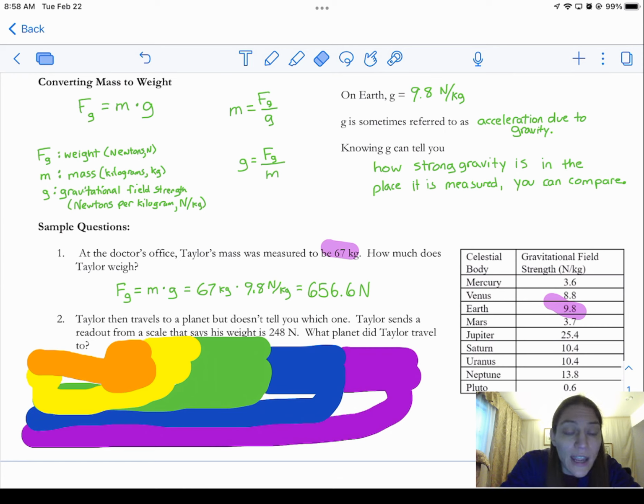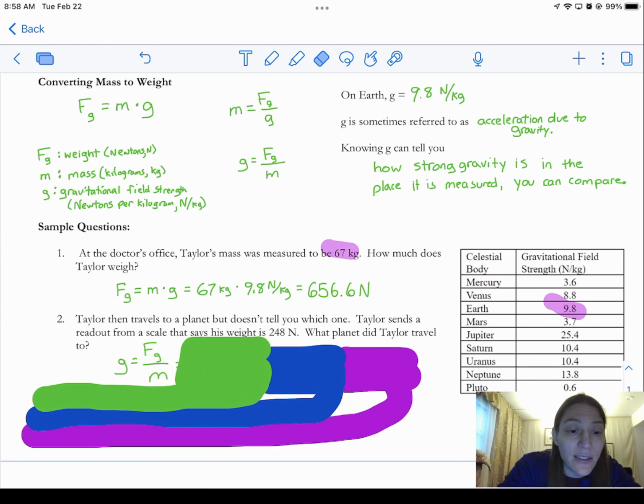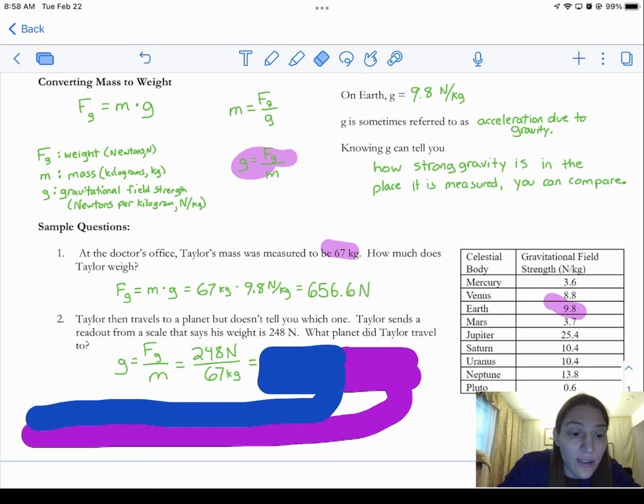Okay, so in order to figure out what planet Taylor traveled to, I need to find out what that gravitational field strength is. So I'm looking for g here. g is going to tell me the answer to that question. So that formula looks like this. Fg over m, it's literally like right here, okay? So we just copied it down there. I'm going to be plugging my numbers in, so that 248 is going to go on top, and Taylor's mass was in the previous problem, so it's 67. That goes on the bottom.